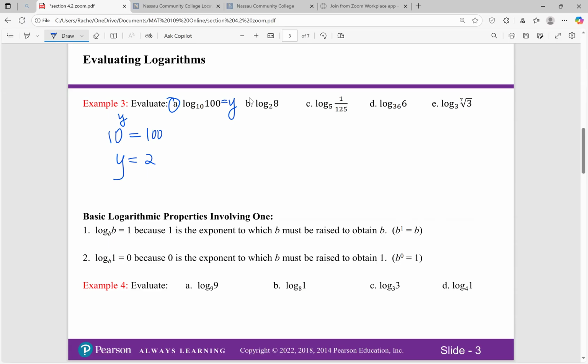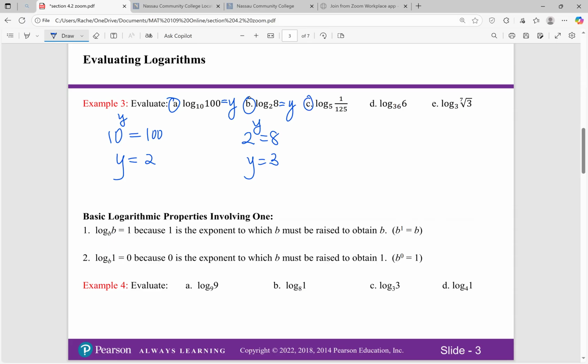So for B, we have log base 2 of 8. We want to know what that's equal to. So we'll just set it equal to y. If I rewrite this, this is the same thing as base 2 to the exponent y has to equal 8. So 2 to the what power is 8? And that's 3, right? So in this case, the answer is 3. C, we have log base 5 of 1 over 125.